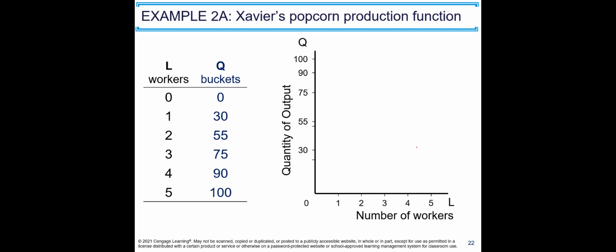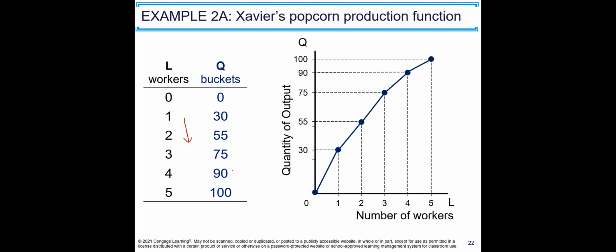As I said, we cannot change the truck. Truck is fixed. And what can Xavier change? Hiring more or fewer workers. And if it's 0 workers, 0 buckets. And when you increase the workers, the amount of popcorn produced increases. Therefore, the production function shows the relation between the number of workers and the quantity of output produced. Here, in this case, the production function is shown on the screen.